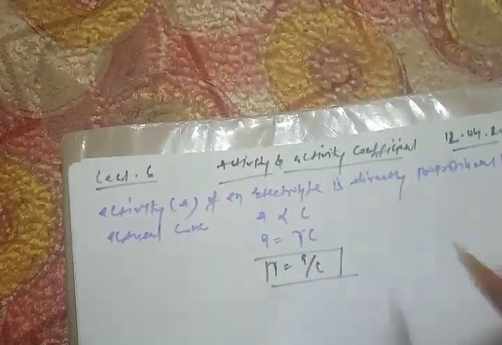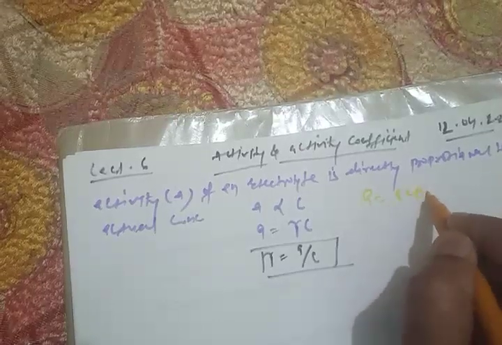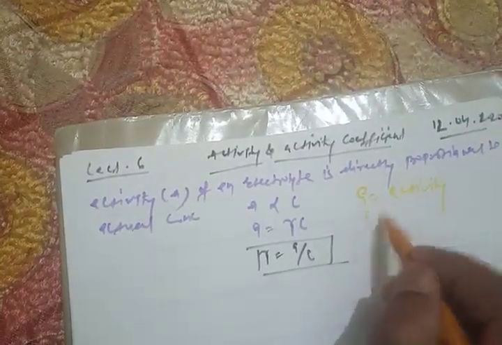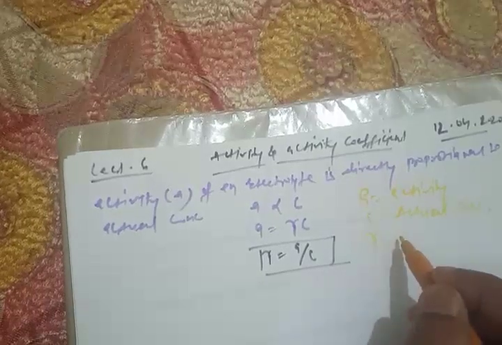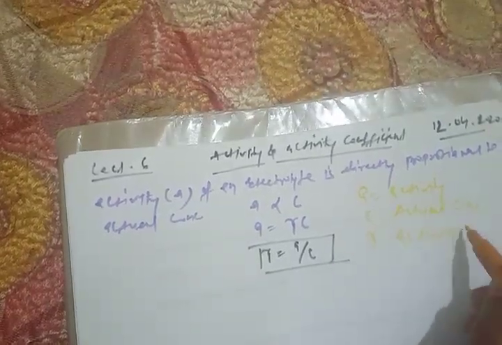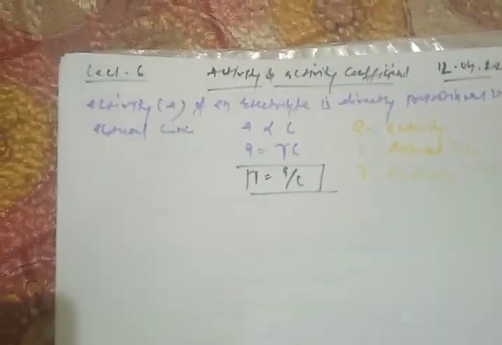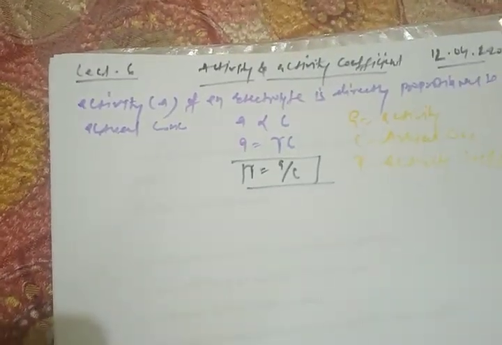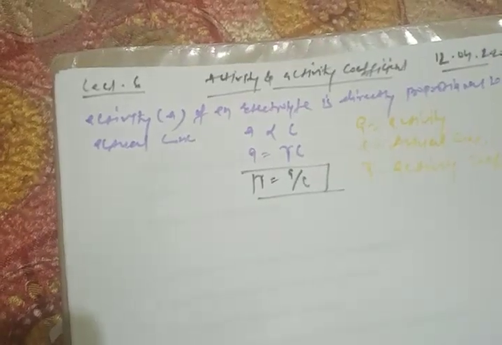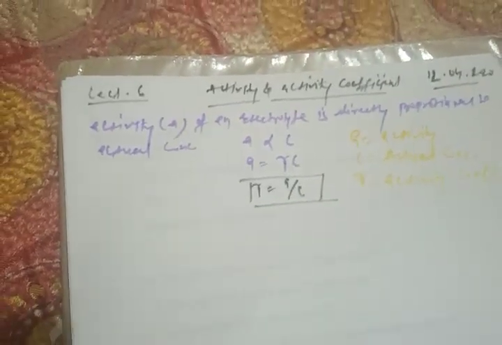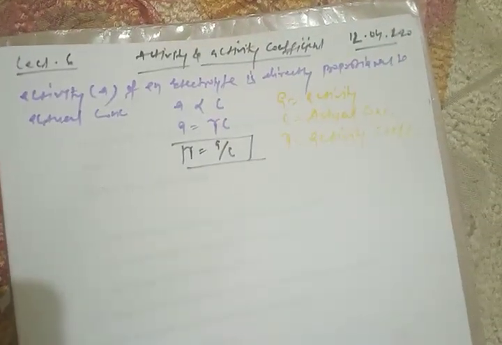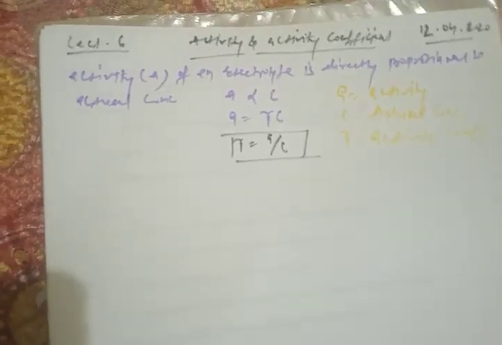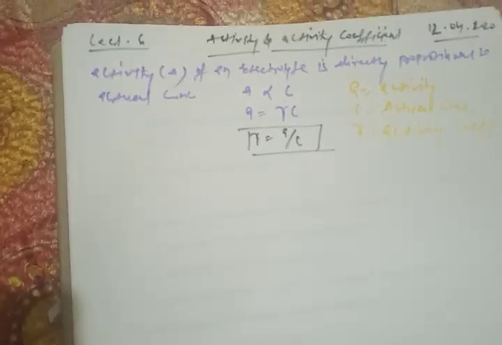So here A is the activity, C is the actual concentration, and gamma is the activity coefficient. Okay, but this is actually derived, this comes after several discussions, so we will discuss how this concept arises, because before that we used to take concentration, normality, molarity, formality and all. What is the activity now?